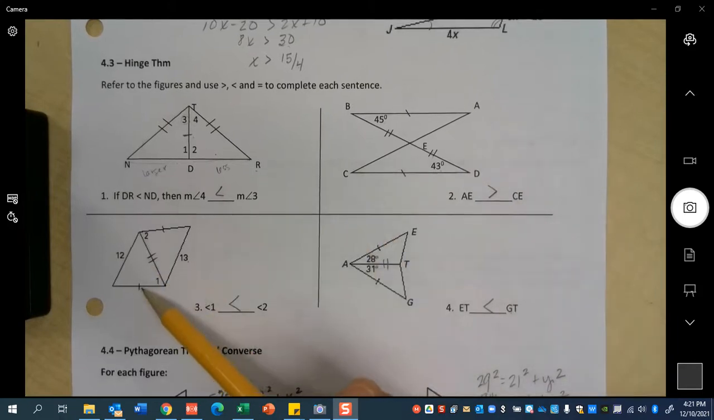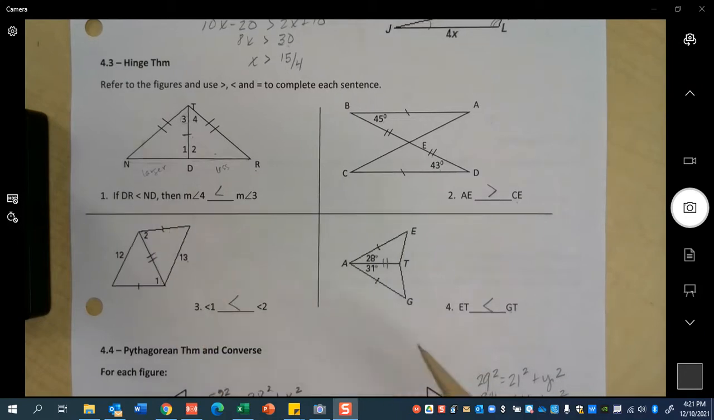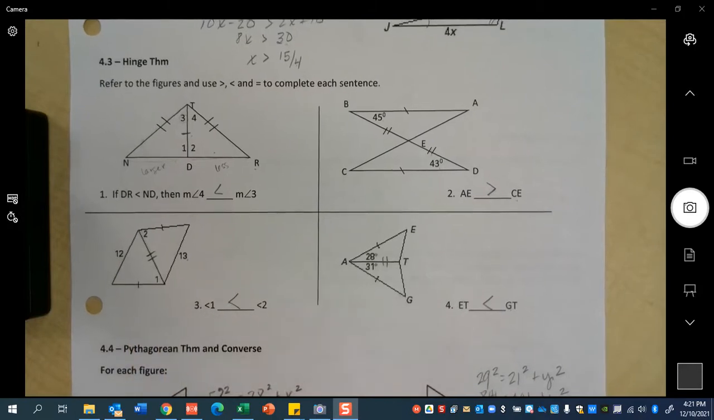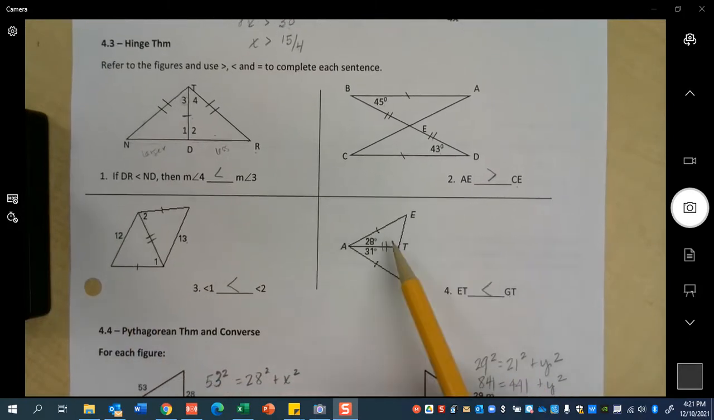Hinge theorem again, between these two congruent sides and this side, because this is smaller, 1 has to be smaller. Hinge theorem again, because this is smaller, ET has to be smaller.